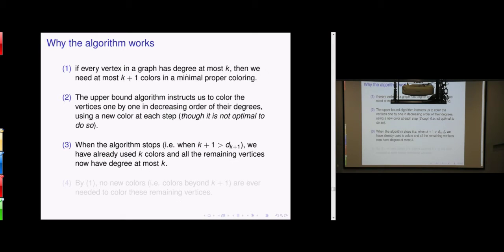So by the reasoning here, if every vertex of the graph has degree at most k, then k plus 1 colors will do. So k plus 1 colors is sufficient to handle the rest of the graph. So by the earlier fact we know that no new colors are ever needed to color the remaining vertices. So we are done. That's the reason.